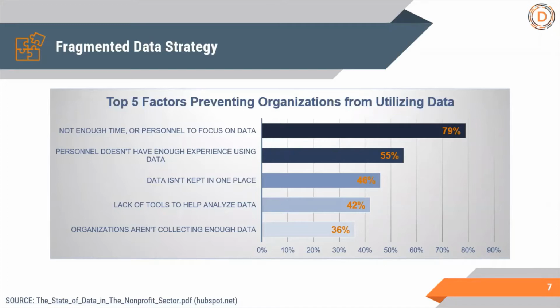And almost half said that the reason they didn't make better use of their data is that it was scattered all over the place. Because the data were siloed across the organization, they often didn't have access to the data they needed. And in many cases, this resulted in duplication of data collection efforts because one department or staff member didn't know what another department was collecting.